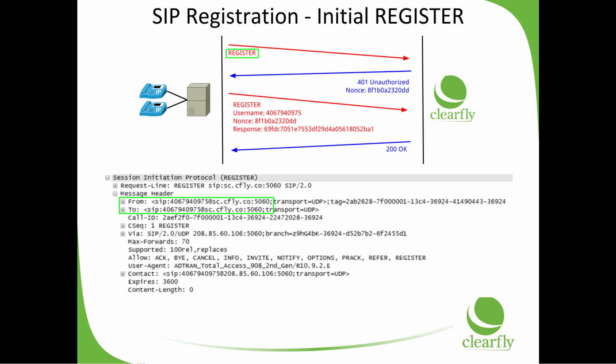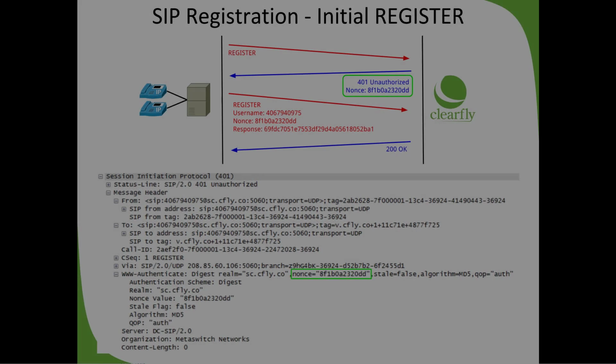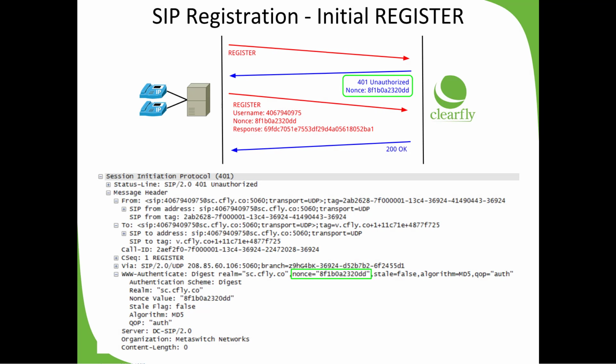To begin with, a SIP endpoint, in this case a phone system, will simply send a register message in which the from and to headers are formatted as your username at sc.cfly.co. Clearfly's switch then responds with a 401 unauthorized message. This message contains a WWW-Authenticate header that contains a nonce value. This value is generated for each new request and will be part of the authentication response so that a bad actor can't capture a register packet and then resend or replay it later.